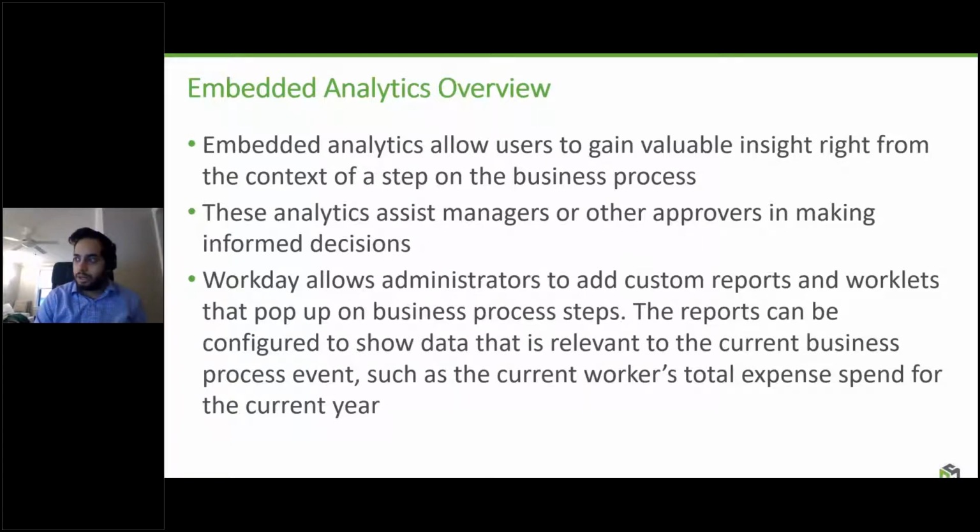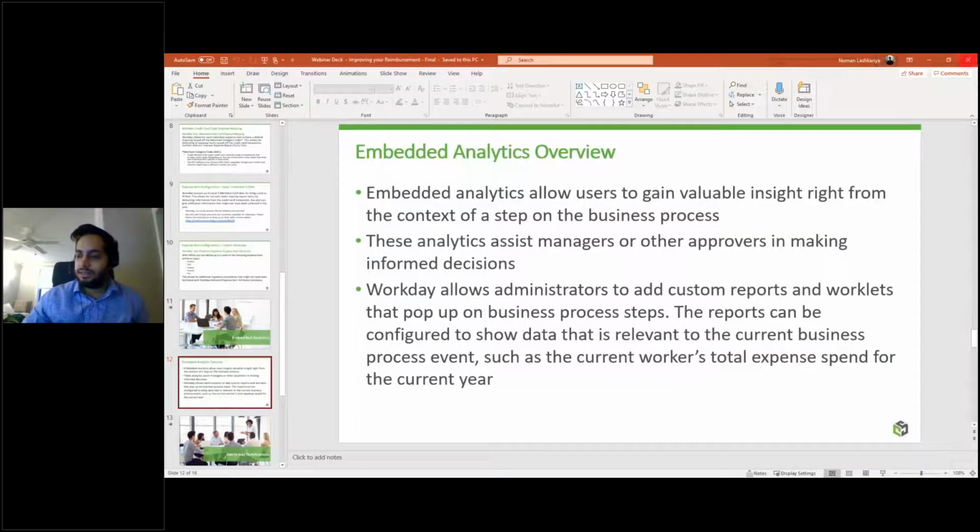So you can configure a report to show data in the context of the business process. For example, I can have a report that pulls up on a managed approval screen that shows them the current worker's total expense spend for the current year. So again, really cool to see this, and it's available on a lot of different business processes. But today I'll be showing it to you for expense reports. So let me just hop into the tenant and show you what that looks like.